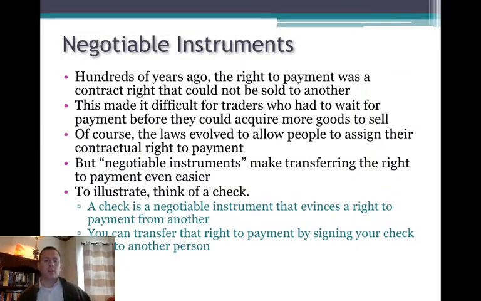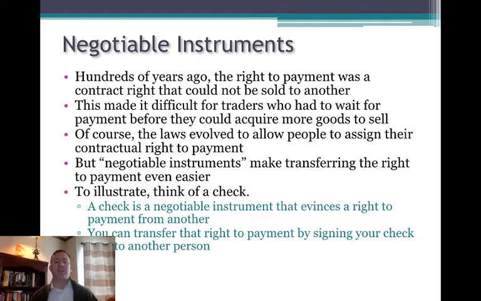So again, just to go back a little bit, it used to be that you couldn't really transfer rights to payment on contracts where you were owed money. And so this made it difficult for people who had to wait for somebody else to pay them before they could pay somebody else. Now, the law has evolved to where you can assign contractual rights to somebody else, where you can sort of promise them the money that you're owed before you even get the money by assigning them the rights, and then they'll know that they have a guaranteed right to payment.